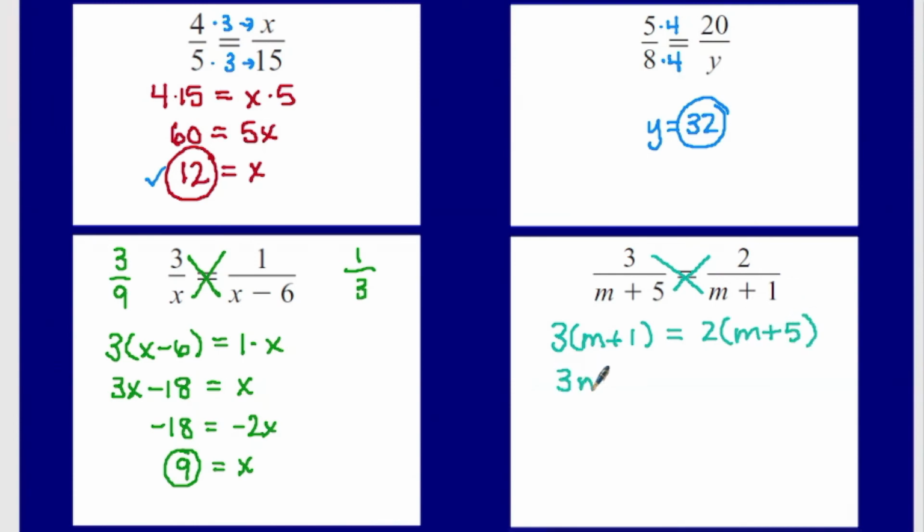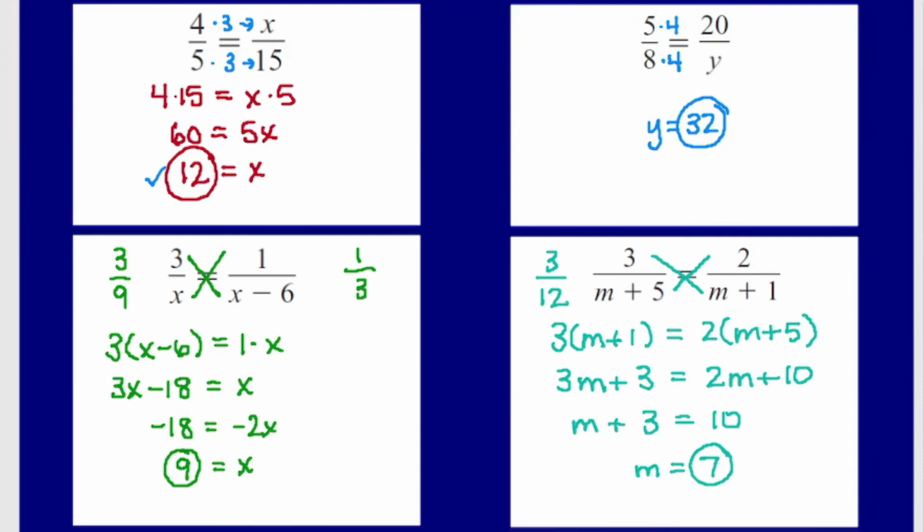We'll distribute. Maybe subtract 2m and subtract 3. Let's check that out. 3 over 7 plus 5 and 2 over 7 plus 1. 3 to 12 and 2 to 8 are both 1 to 4, so that should work.